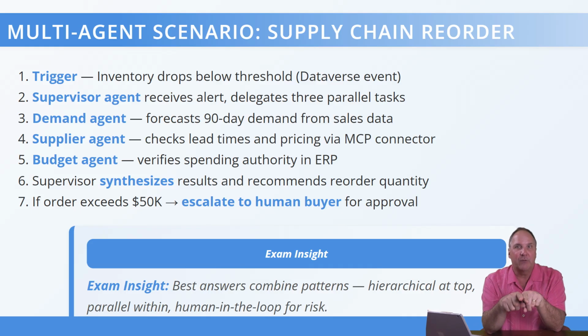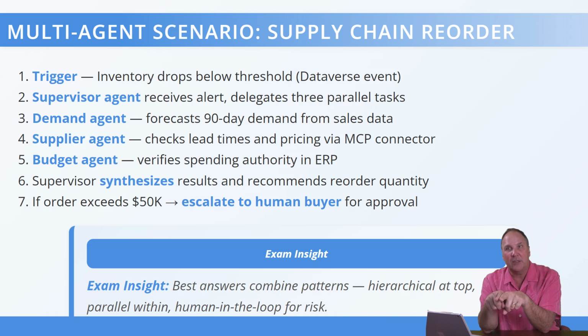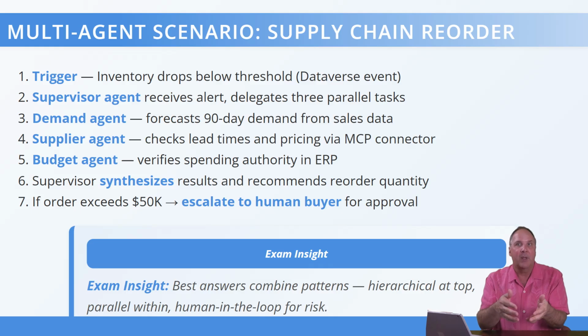Step two, a supervisor agent receives the alert and delegates 3 tasks in parallel. The demand agent forecasts 90-day demand from the sales data. The supplier agent checks the lead times and pricing through an MCP connector. And the budget agent verifies spending authority in the ERP system. 3 agents working at the same time. So we have parallel inside hierarchical.